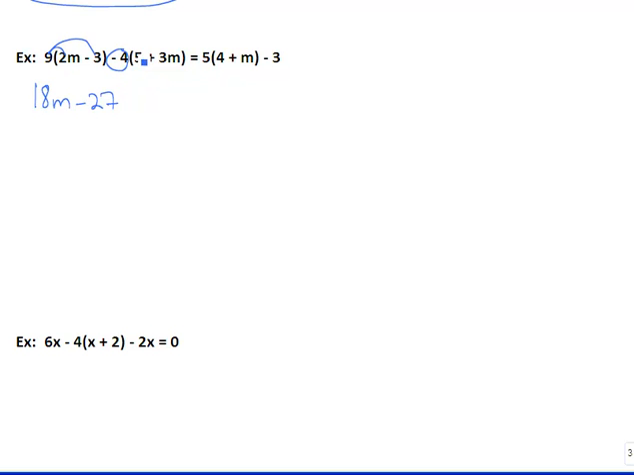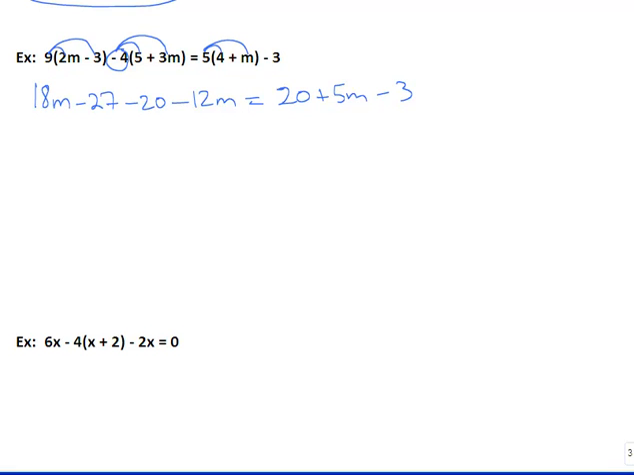And in this case, we don't want to distribute just the 4. We want to distribute the negative with it. So negative 4 times 5 is negative 20. Negative 4 times positive 3m becomes negative 12m. On the right side, distributing the 5 times 4 is 20, plus 5 times n. And then the minus 3 just carries down. So we've eliminated our parentheses.